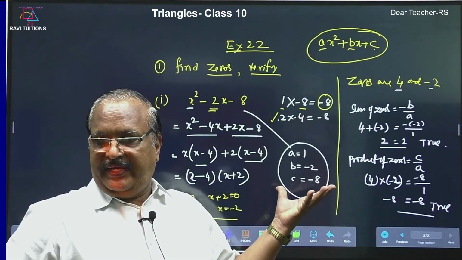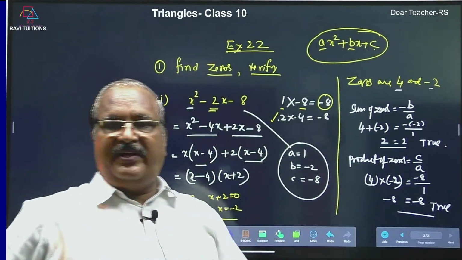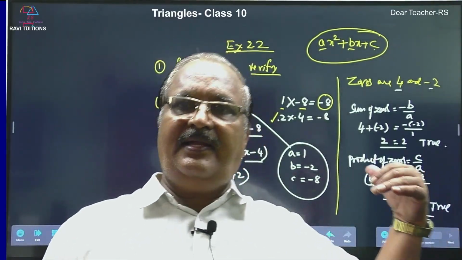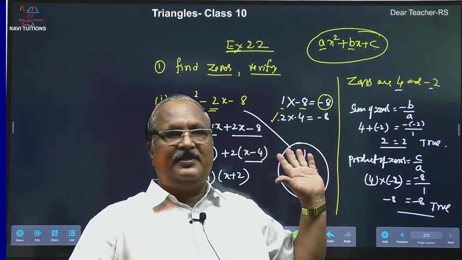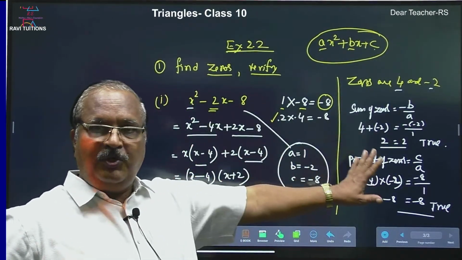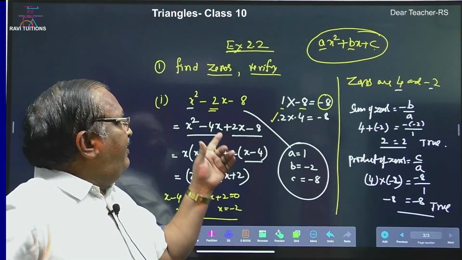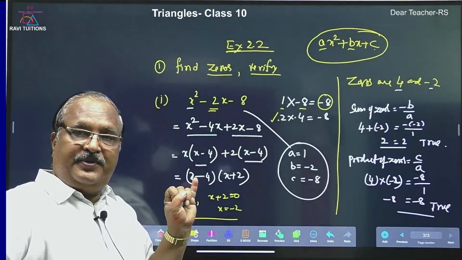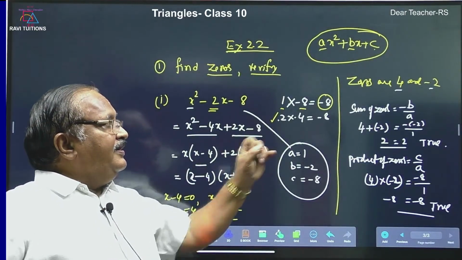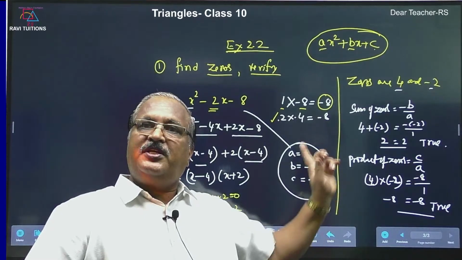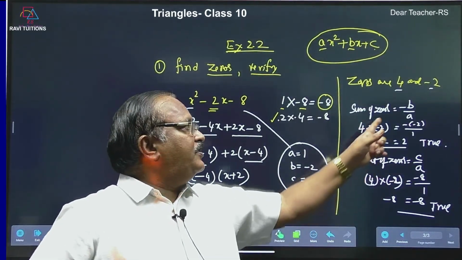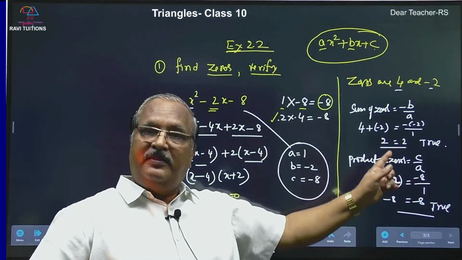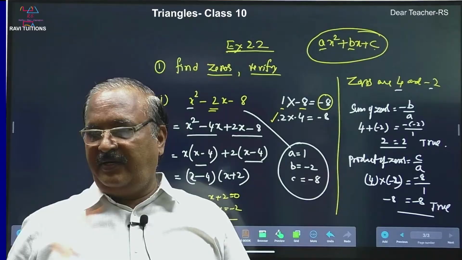You can do this question in the other way also, by finding the roots. This question may definitely come in the board examination. Both concepts are important. Finding zeros using the factorization method is very important, and the relation between the zeros and the coefficients, that is, sum of the zeros is equal to minus b by a and product of zeros is equal to c by a, are also important.